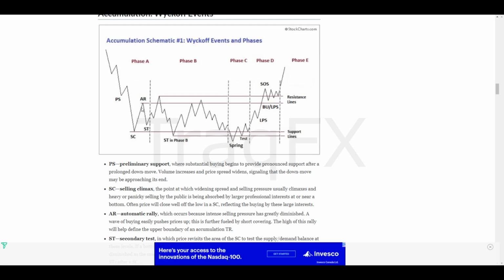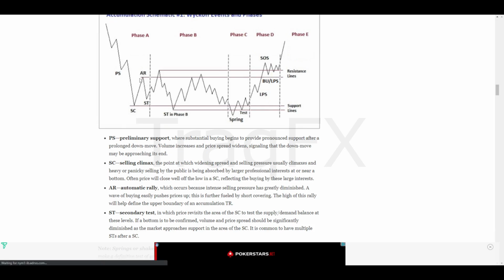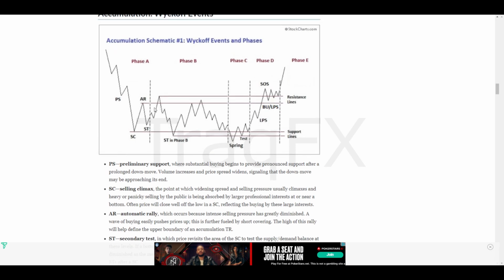So right after the selling climax, what you're going to see is an automatic rally. The automatic rally is basically an immense amount of buying pressure, and they make a rally towards the PS, right beside the PS, which occurs because intense selling pressure has greatly diminished, meaning it's gone. A wave of buying easily pushes price up, so a bunch of people are buying now, right over here where my cursor is, and this boosts price up, which creates a lot of momentum towards the upside. This is further fueled by short covering. The high of this rally will help define the upper boundary of an accumulation trend. So yeah, that's basically what an AR is.